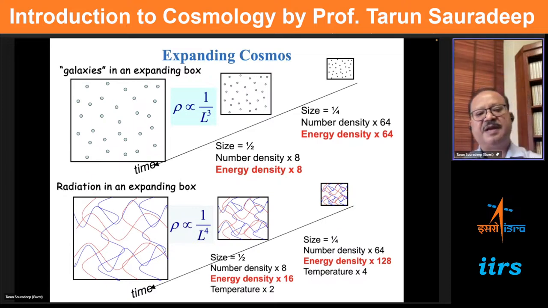And you know that there's Planck's law, which tells you energy is proportional to frequency. The energy of a photon is proportional to frequency. So the higher the frequency, the higher is the energy of the photon. So the energy density of the photons rises as the fourth power of the size, whereas this one rises as the third power of the size.